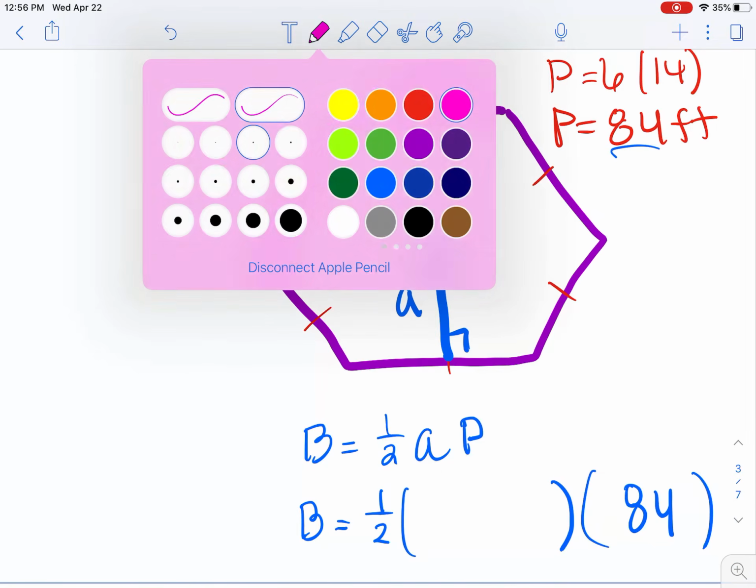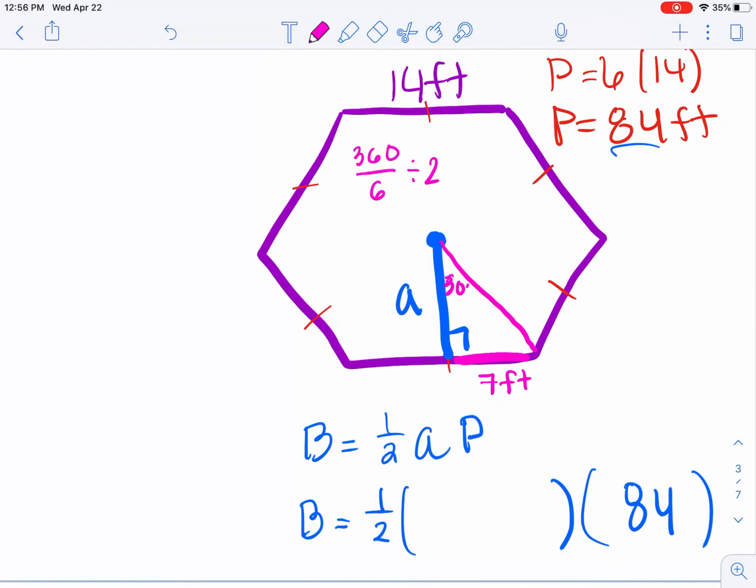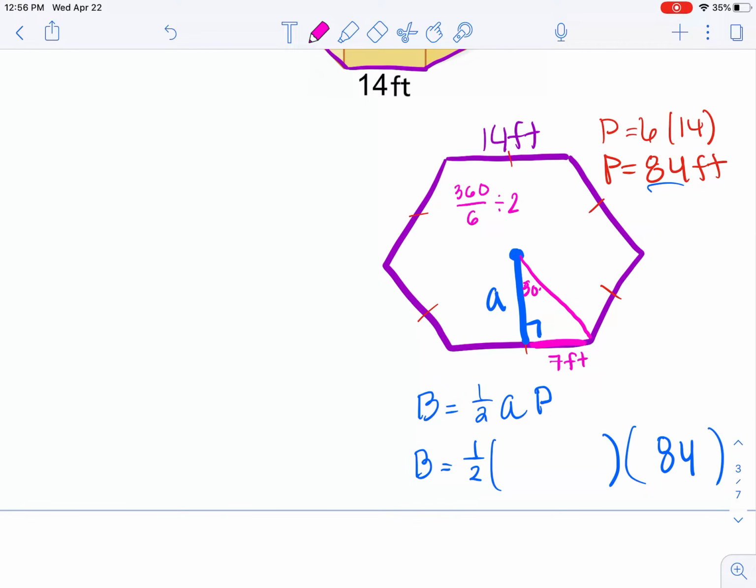I zoomed in, but I got to do it. Okay, so I need to find the apothem. How long is this piece right here? Well, the whole side's 14, so this is 7 feet. How do I find this angle? 360 divided by the number of sides, which is 6, divided by 2. So that's 30 degrees. So see how we're still using stuff from the last chapter in this chapter? We're going to use a lot of last chapter stuff. So it's good because we're going to be practicing.